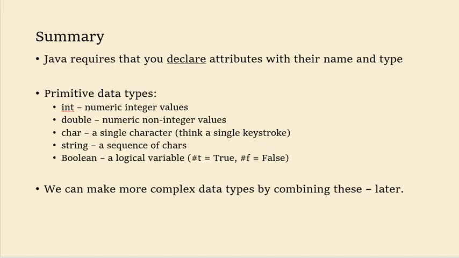So, summary. Java says that you have to declare all your variables. You have to provide the name and the type. The data types that you're going to work with tend to be integers, doubles. We'll do a little bit with chars and strings, and a little bit with booleans. The stuff we'll do with booleans will come up more when we start to talk about selection and repetition. Later on, we'll talk about making more complex data types by taking the primitive ones and combining them.